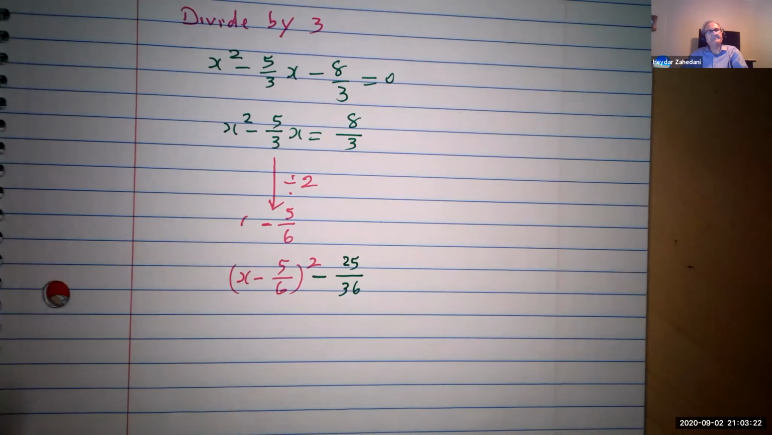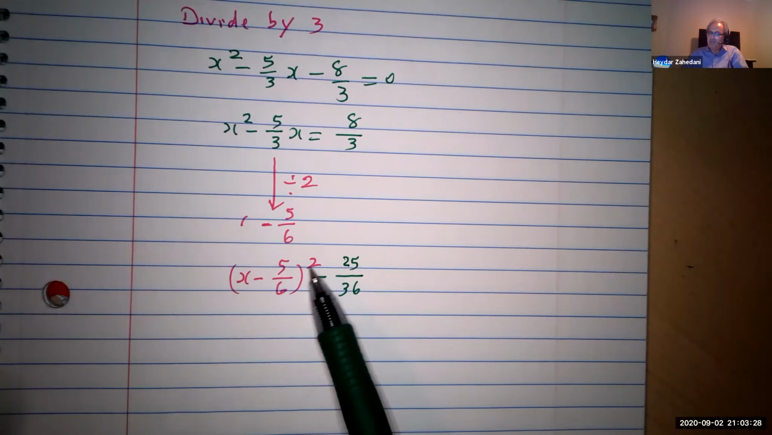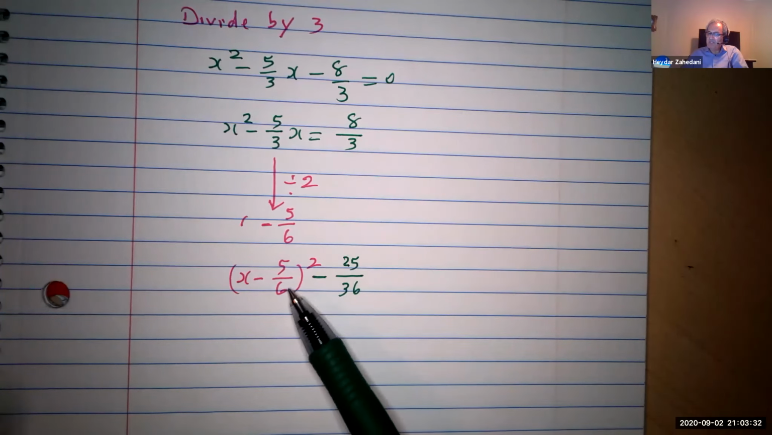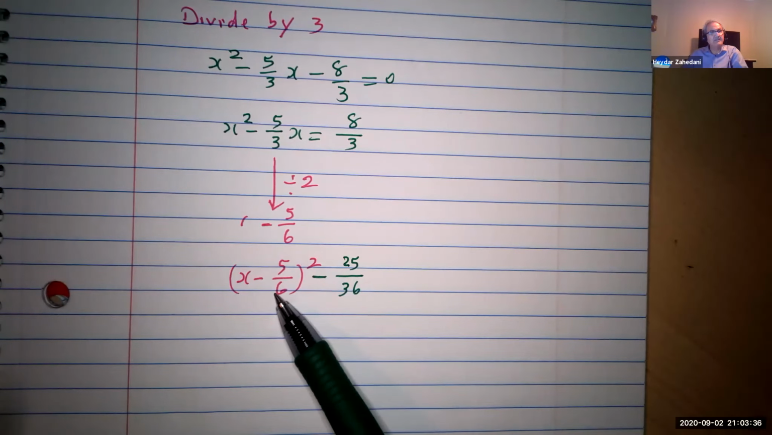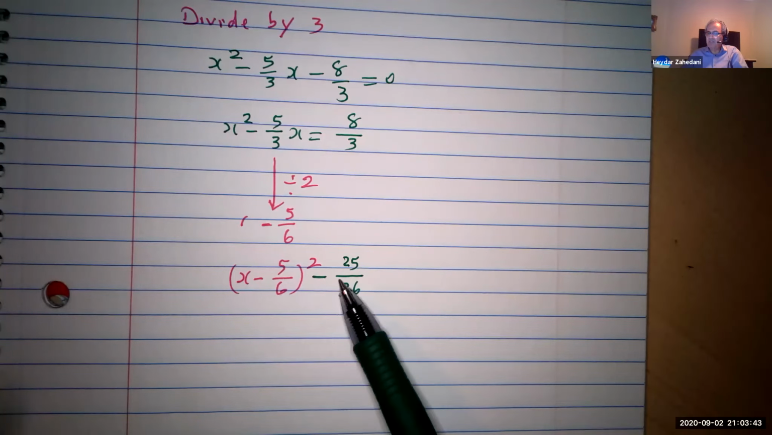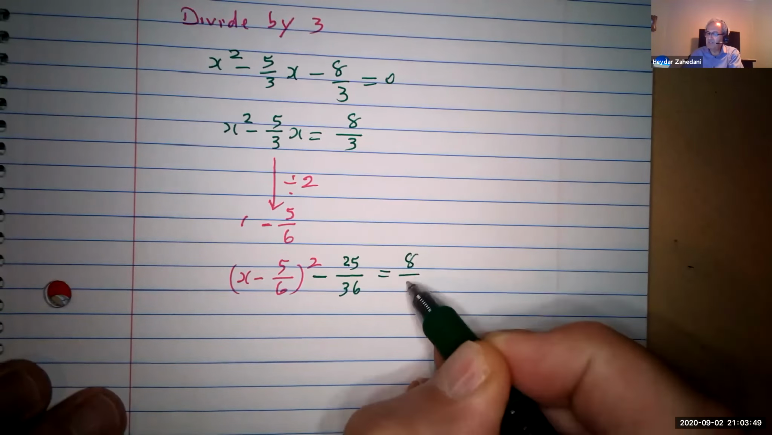Any question? Because when you square it, you get the x squared here. 2 times first times second gives you 5/3 x. But there is a case that you square this one, and you get 25 over 36. But you don't have it, so I put the negative here. So the 25/36 and the negative 25/36 would cancel out. So that would be 8/3. That's it.